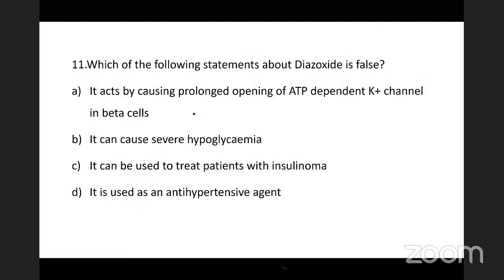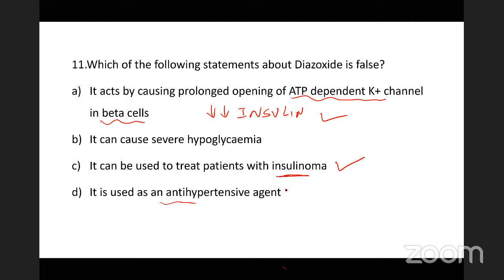Which of the following statements about diazoxide is false? We know diazoxide is an arterial dilator. It acts by opening the ATP-dependent potassium channel, thereby decreasing the blood pressure. It also causes the opening of the ATP-sensitive potassium channel in the beta cells, which decreases insulin release. So it can be used in the treatment of insulinoma. This is the correct statement.